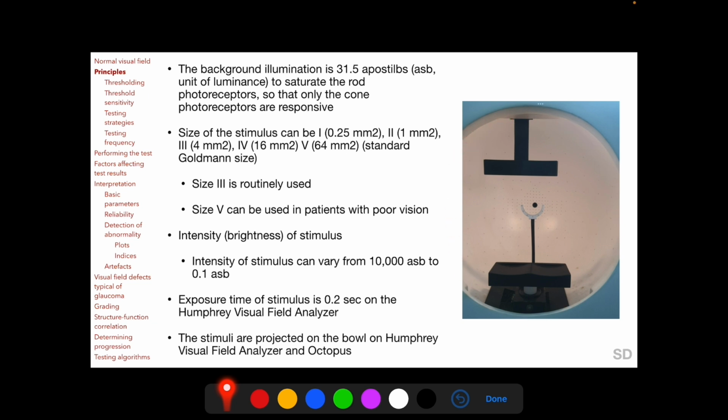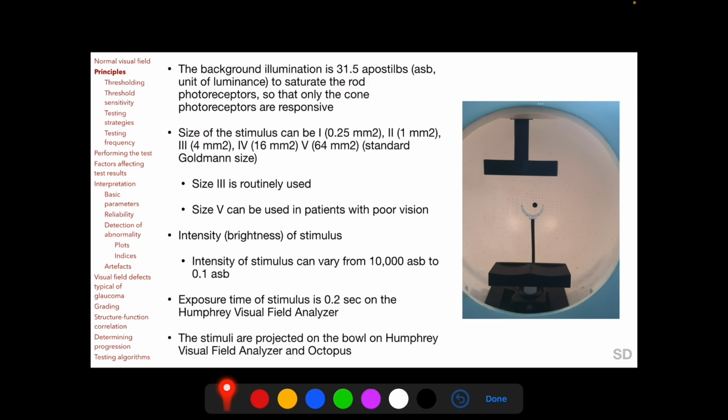and we can see the ball behind, which is white in color, having a central fixation light on which the patient needs to fix throughout the test, and several dots in the periphery representing the various test locations in which the stimulus is presented. The background illumination is 31.5 apostilbs, a unit of luminance, and this amount of illumination saturates the rod photoreceptors so that only the cone photoreceptors are responsive.